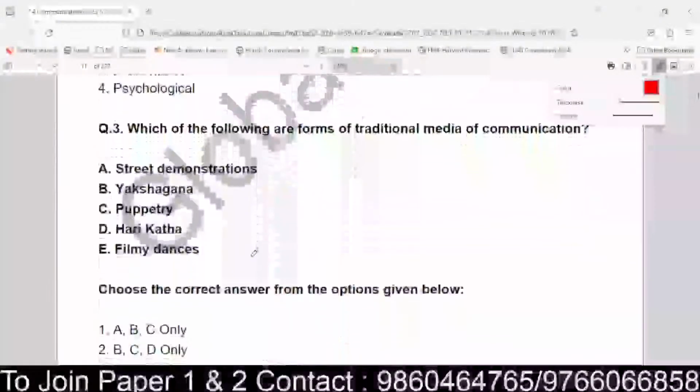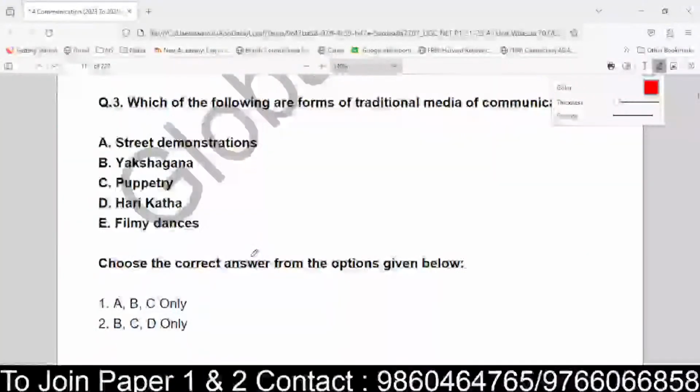Now, which of the following are forms of traditional media of communication? So they have given you the media, and you have to select which is the traditional. Street demonstration, yakshagana, puppetry, harikatha or filmy dances. Which of them are the traditional forms of communication?